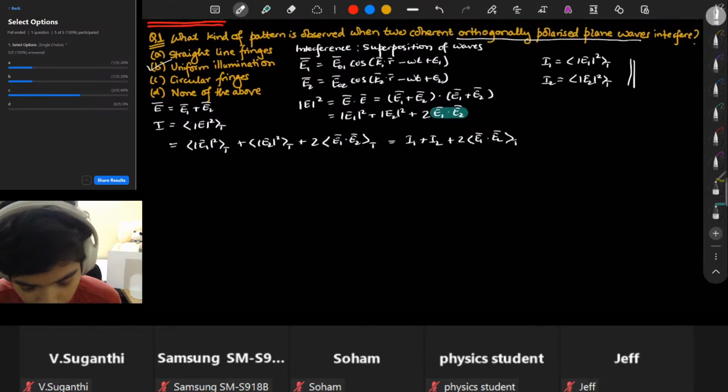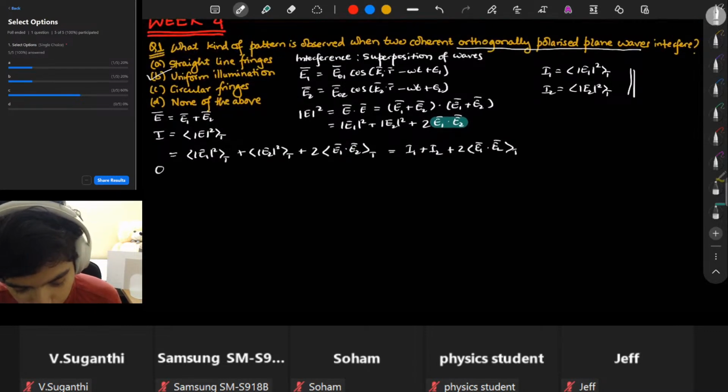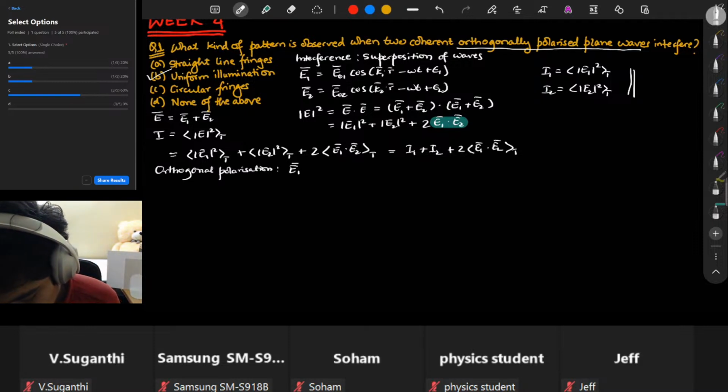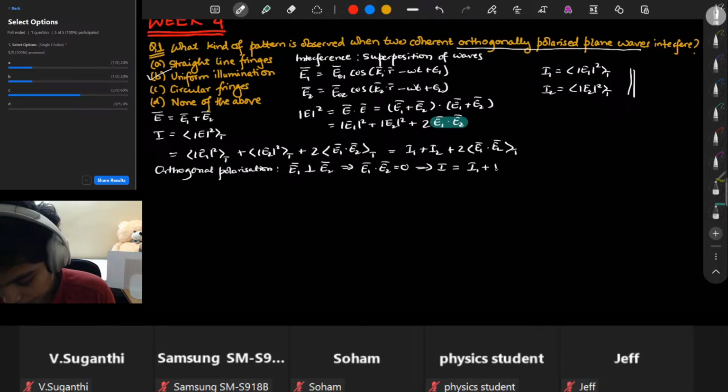Now, for orthogonal polarization, what we have is E1 is perpendicular to E2, which implies E1 dot E2 is equal to 0. And this further implies that the intensity I is nothing but I1 plus I2.